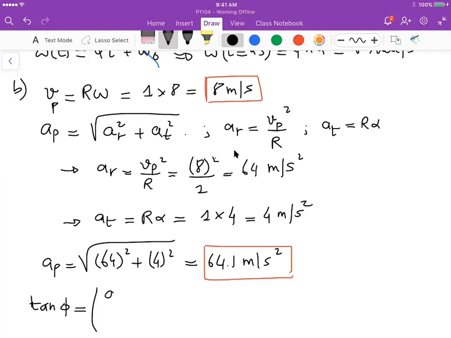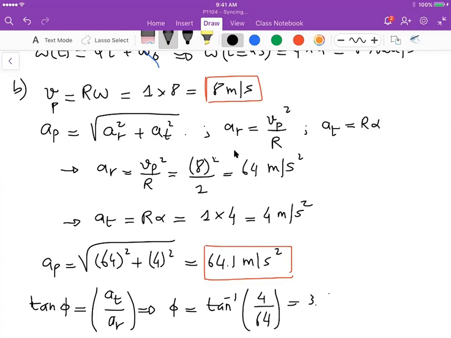In this case, the component that plays the role of the y component is A tangential divided by A radial. So we end up with phi equals tangent minus 1 of the ratio between AT and AR. So it's given by 4 divided by 64. The answer comes out to be 3.58 degrees. So this is the answer.